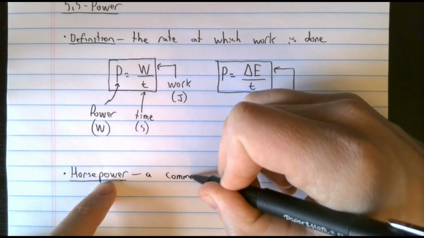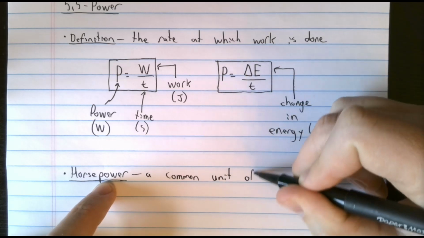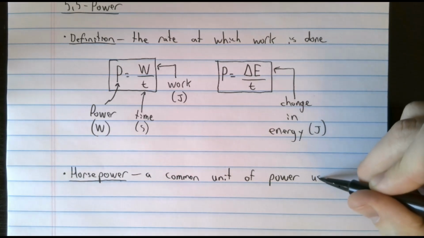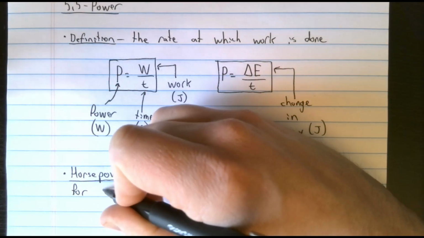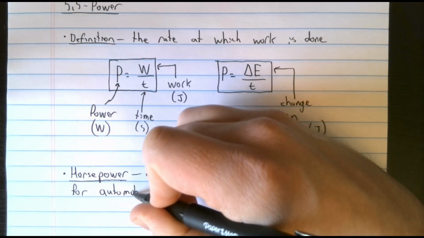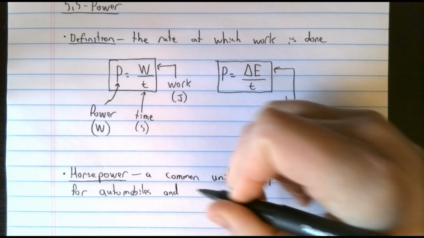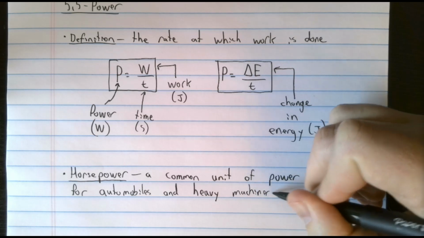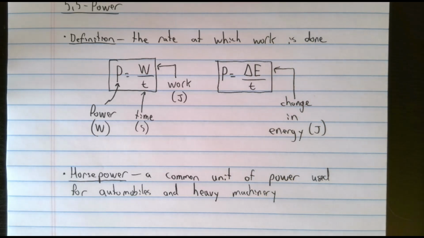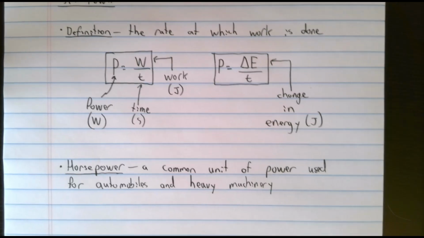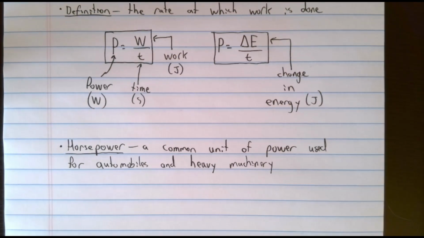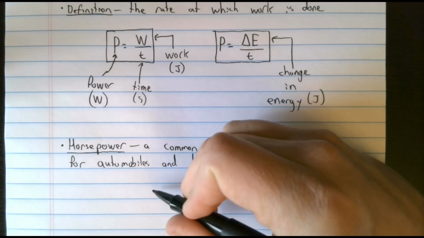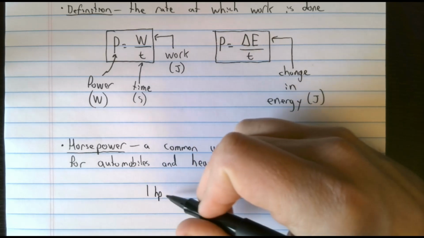This is a common unit of power, used for automobiles and heavy machinery. It's a larger unit, so 1 horsepower is much more than 1 watt. In fact, 1 horsepower is 745.7 watts. You don't have to memorize this.